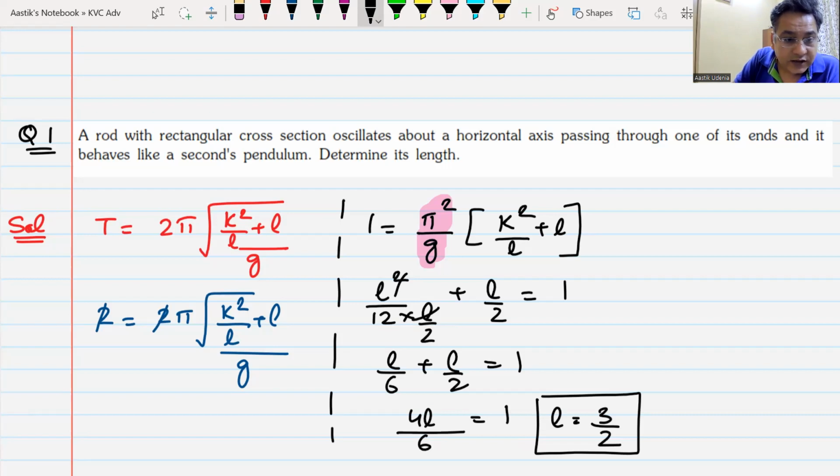Now, remember, there are some very standard cases of SHM. I will now give you the list, and you have to draw the diagram and note down the standard cases. You might get one of these standard cases in your examination. So just remember these standard cases of SHM.